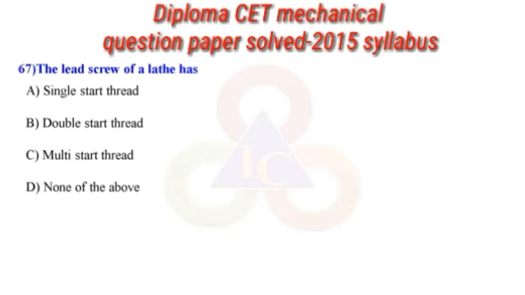67. The lead screw of a lathe has A. Single start thread. B. Double start thread. C. Multi-start thread. D. None of the above. Answer is single start thread.